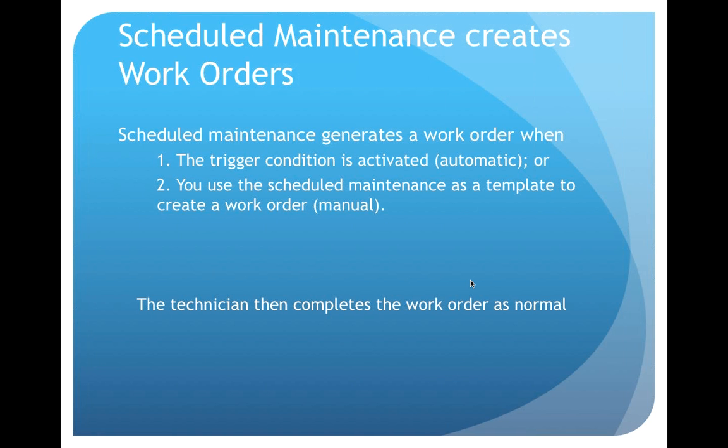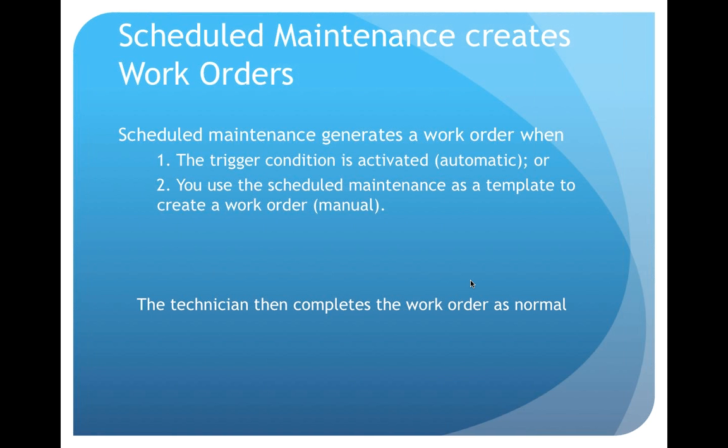So a scheduled maintenance creates a work order when the trigger condition is activated. This could be from a time-based maintenance, an annual or a yearly or a monthly-based maintenance, or the trigger could be a usage-based maintenance. So your car has an odometer on it, and you might want to do maintenance based on the odometer of the car, or it could be due to an event, and I'm going to go through each of those three things when we go through scheduled maintenance today.